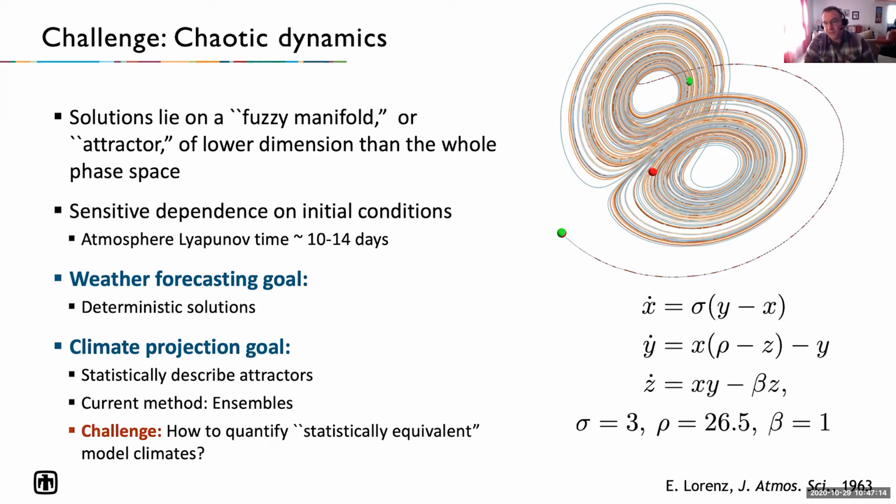Here's the primary difference between weather forecasting and climate projections. In weather forecasting, we actually care about whether we're the red ball or the green ball. We want that deterministic forecast. But in climate projections, that's impossible, because the time scale of a climate projection is well beyond the Lyapunov time. So in climate, our goal is really to try to describe that manifold or that attractor. And we don't even know what dimension of phase space it lives in as a community. So the best thing we can do right now is forward simulations and ensembles.